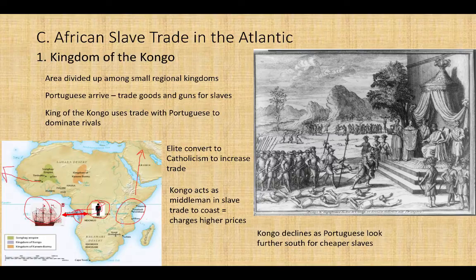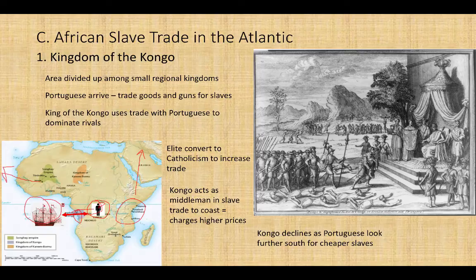Now we're going to talk about the decline of the Congo. The Congolese will control this slave trade for quite a while, and they realize that the Portuguese have become so dependent on their slaves that they can start to charge high prices. They know that the Portuguese need slaves for their sugar plantations, and Congo is the main supplier of those slaves. And so the king of the Congo realizes he has a kind of monopoly here, and so he starts to charge high prices for his slaves.